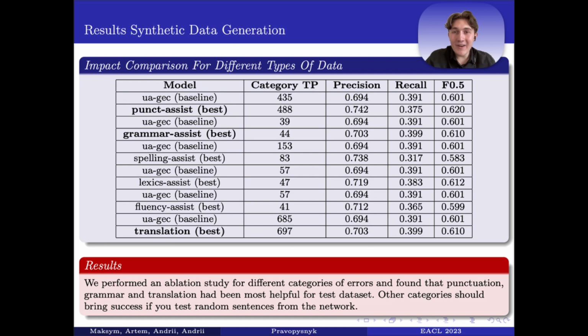Finally, we can identify what impact different types of data have on the model. As you can see in the table, the most significant growth occurs with punctuation data assistance. We are confident that this result is because this type of error is one of the most frequent in the test dataset. However, with unit testing, we will see other significant improvements in the results.